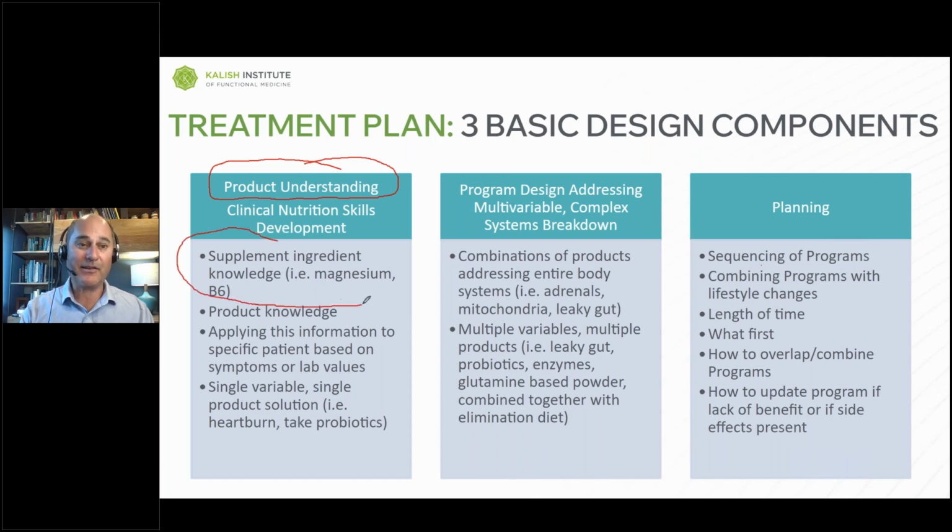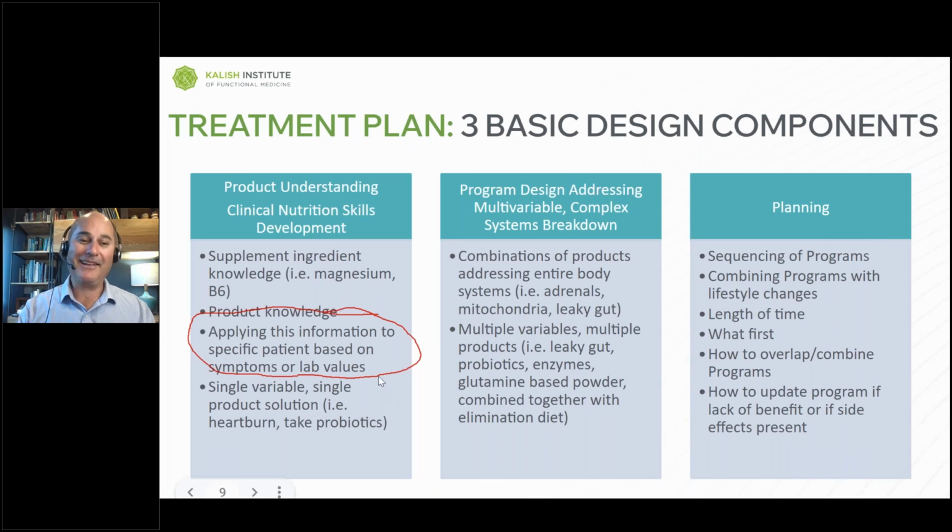So supplement ingredient knowledge, individual nutrients, and then why these combinations are put together, and then product knowledge. It's not infinite though. I have it down to like 50 products. If you really understand the use of these 50 products, you'll have a very, very solid foundation to expand upon, okay? And then once you get all that figured out, you need to be able to apply this information to specific lab values and to specific patients because everybody's different. The labs could look the same. You may treat the person completely differently depending on what's going on.